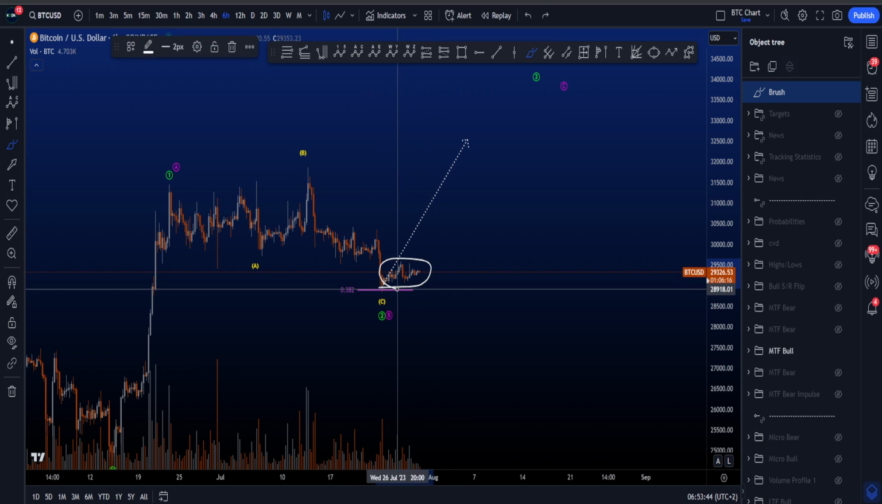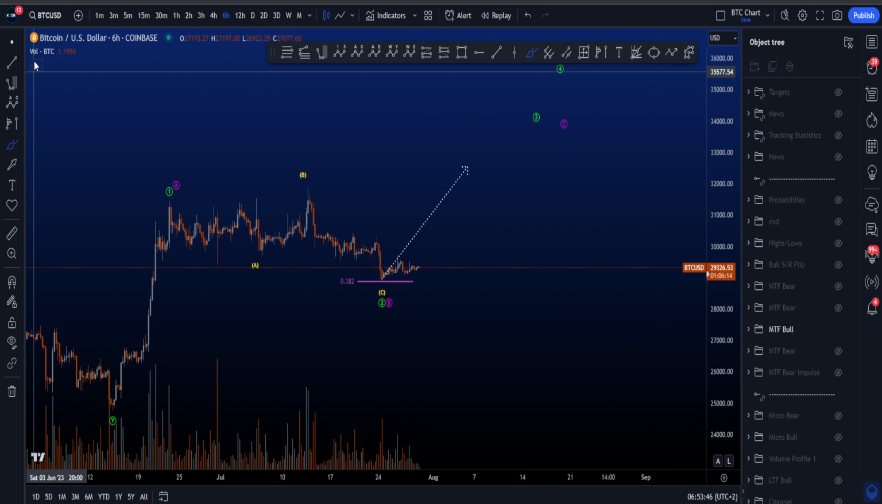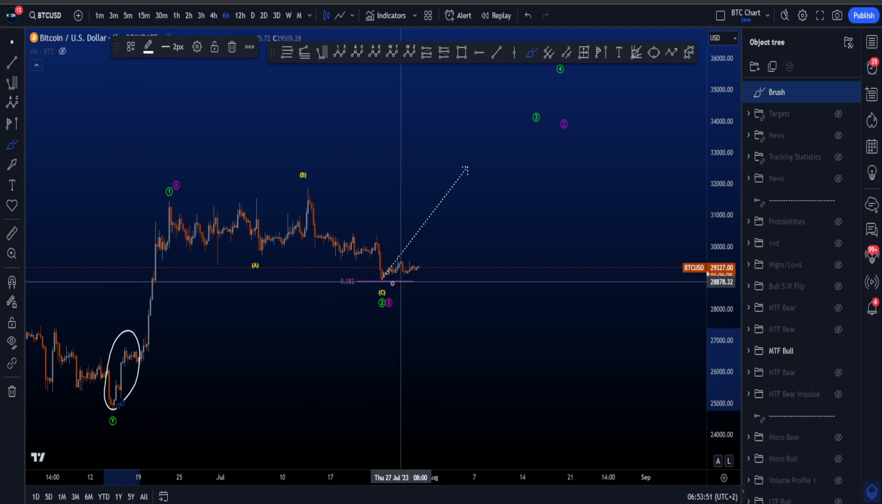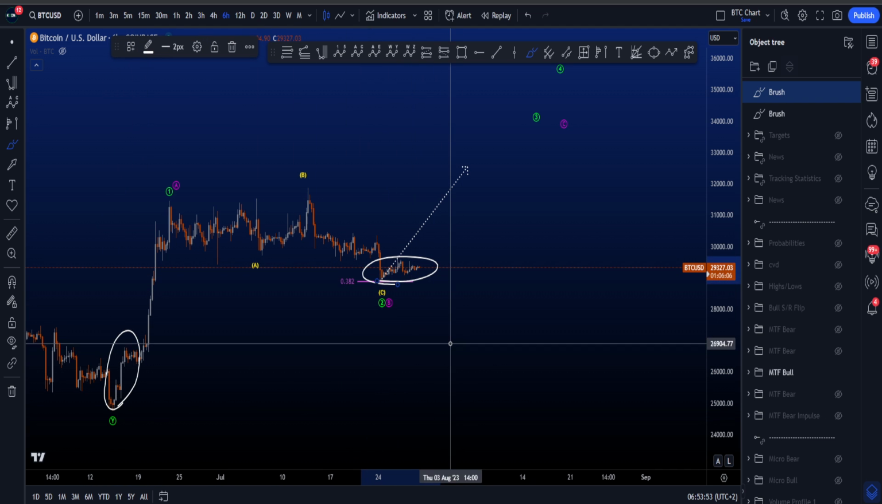But on the lower time frames it doesn't really look too bullish yet, and you can also compare it with previous price action. Look at the impulse we had over here from the low and look at this sideways structure over here, right?